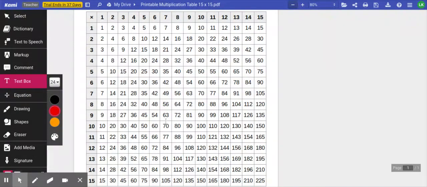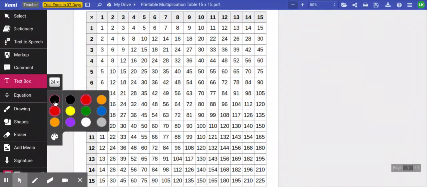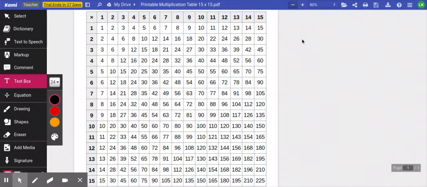All right, let's say I wanted to find the greatest common factor of 42 and 30. So I want the greatest common factor. Here's how you can do it with the multiplication chart.